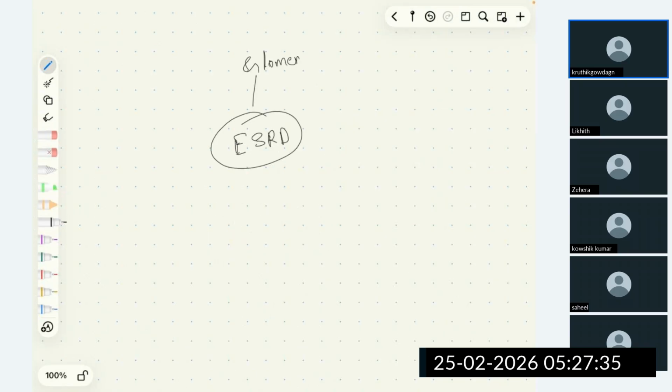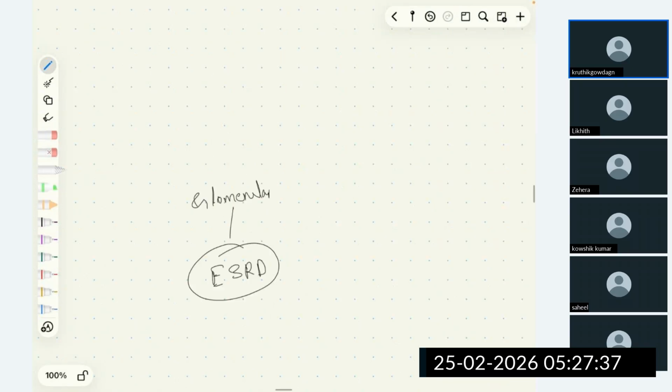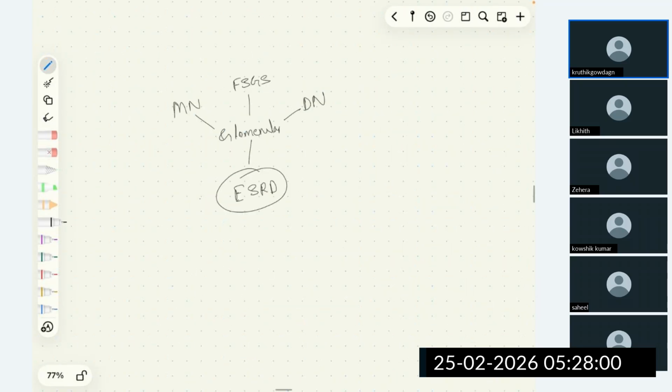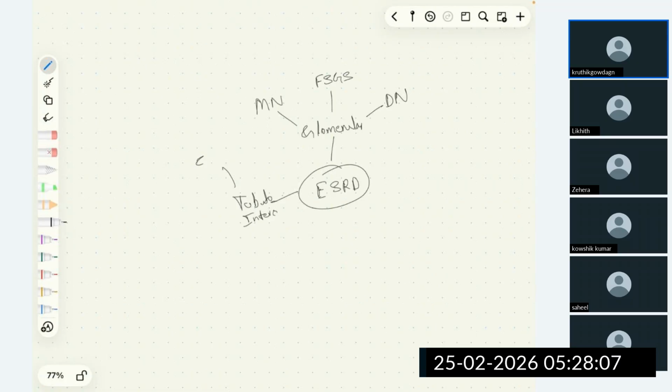I will mention this. End-stage renal disease, common causes: glomerular causes. Most commonly we know diabetic nephropathy, then followed by chronic glomerular nephropathy, or there can be other glomerular diseases like FSGS, focal segmental glomerulosclerosis, membranous nephropathy, and other causes. Tubulointerstitial causes, we have chronic tubulointerstitial disease.